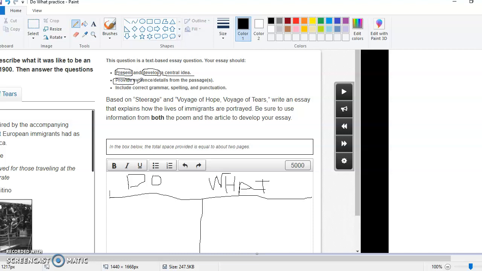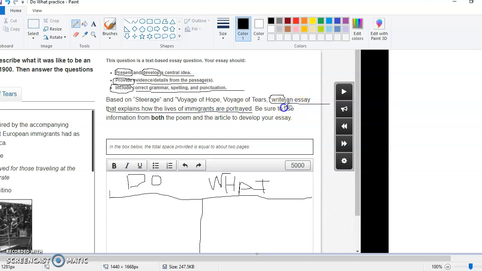Now keep in mind that our Do words, you get to know them as you start reading a lot of essays. Include, provide, write, support, explain, describe, right? They tend to be a lot of the same words. So write is a very common one. Okay, and notice I'm finding my What word, an essay that explains how the lives of immigrants are portrayed. Okay, I want to make sure I get that whole piece.